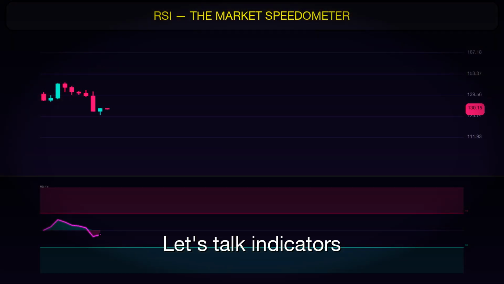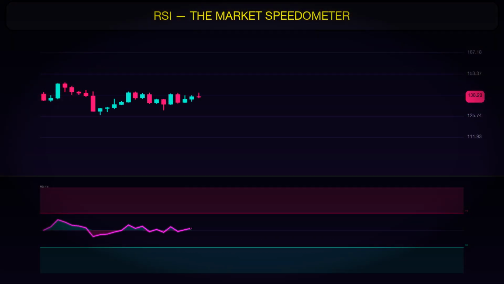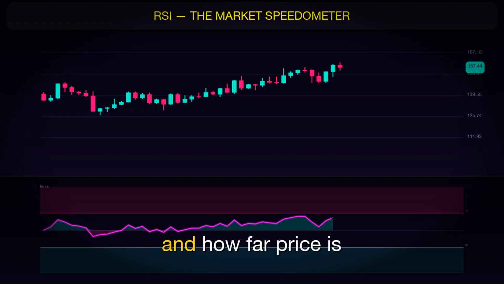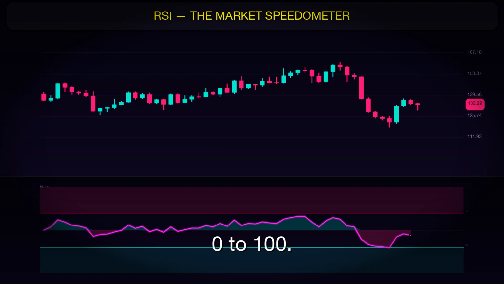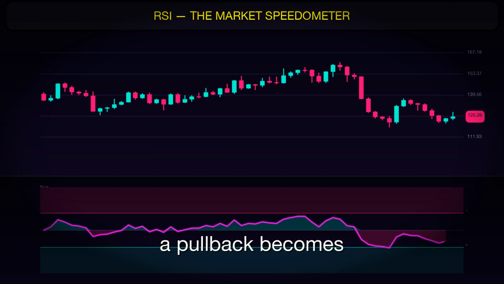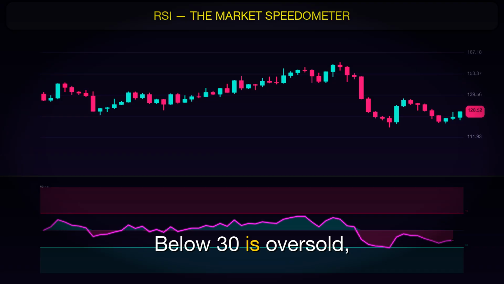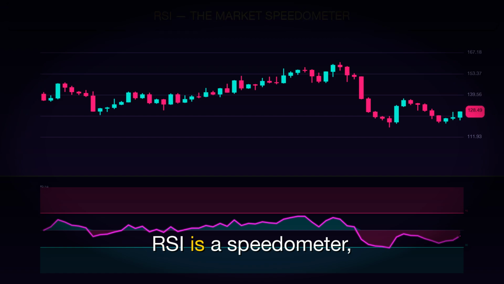Let's talk indicators, starting with RSI, the Relative Strength Index. It measures how fast and how far prices move on a scale from 0 to 100. Above 70 is overbought. A pullback becomes more likely. Below 30 is oversold. Sellers may be exhausted. RSI is a speedometer, not a buy signal.